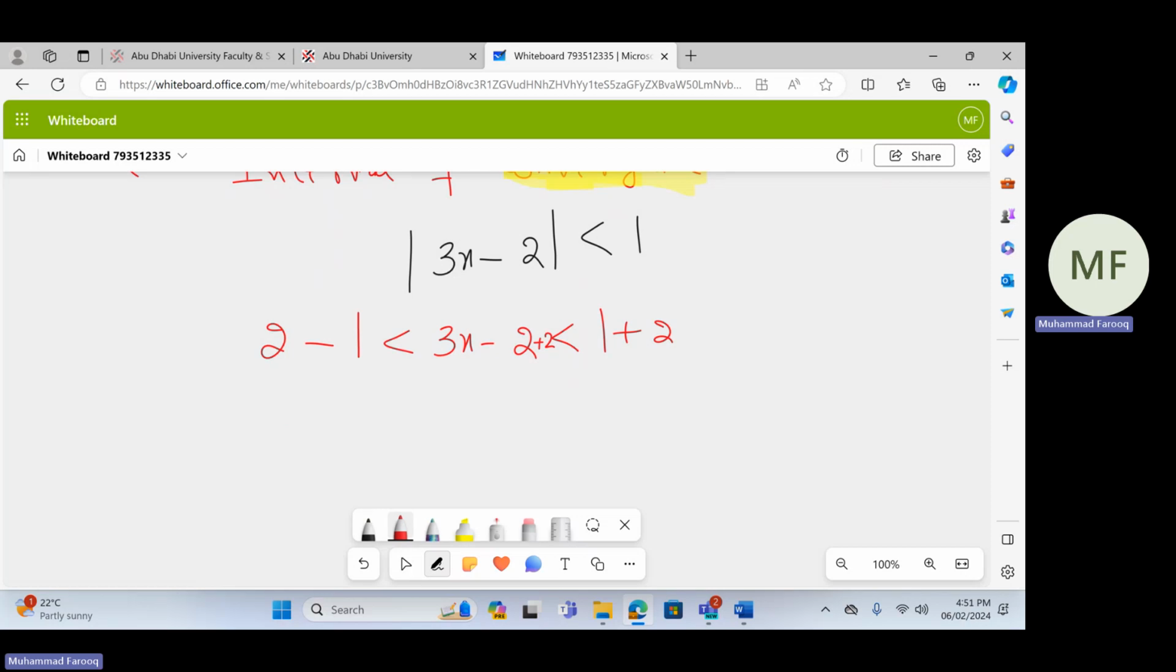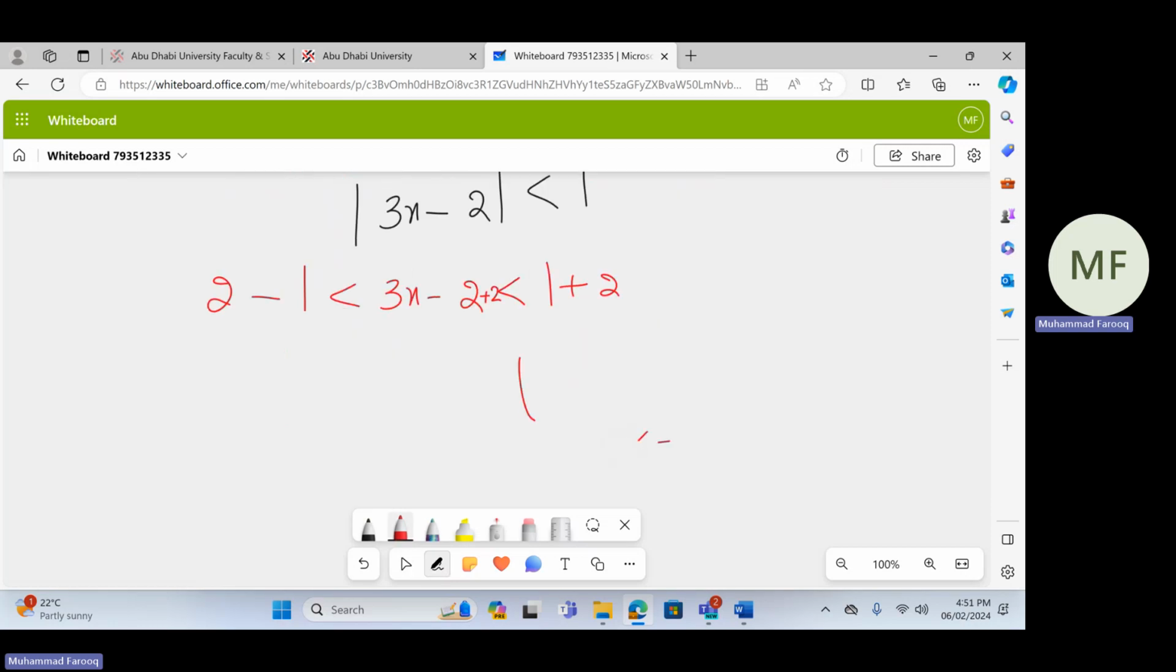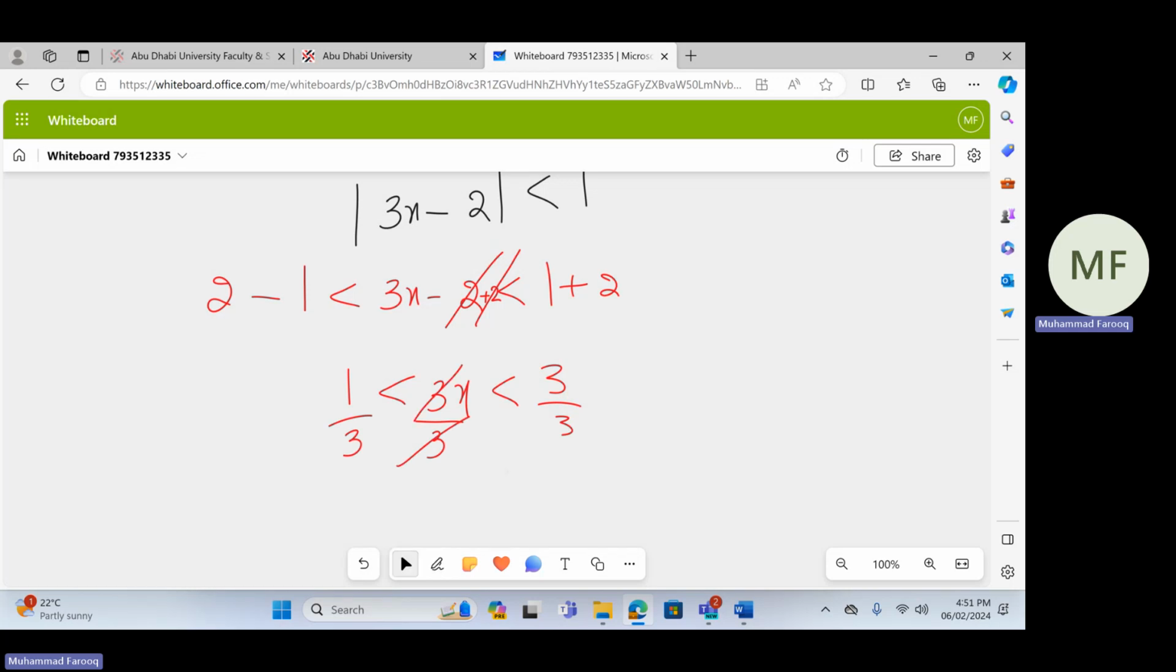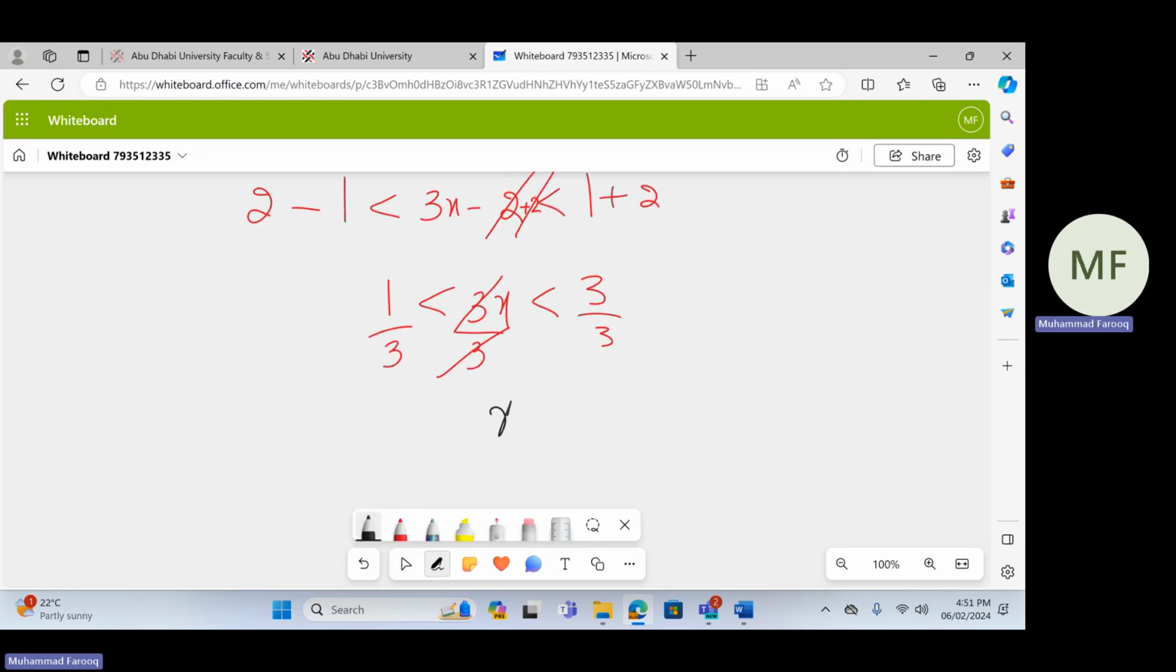If you do it here, you have to do it on all sides. So this is gone. I have 3x less than 2 plus 1, which is 3, and here 2 minus 1, which is 1. I need only x, so divide by 3 here, here, and here. So what is my x now? x is greater than 1/3 and less than 1, because the 3 cancels.